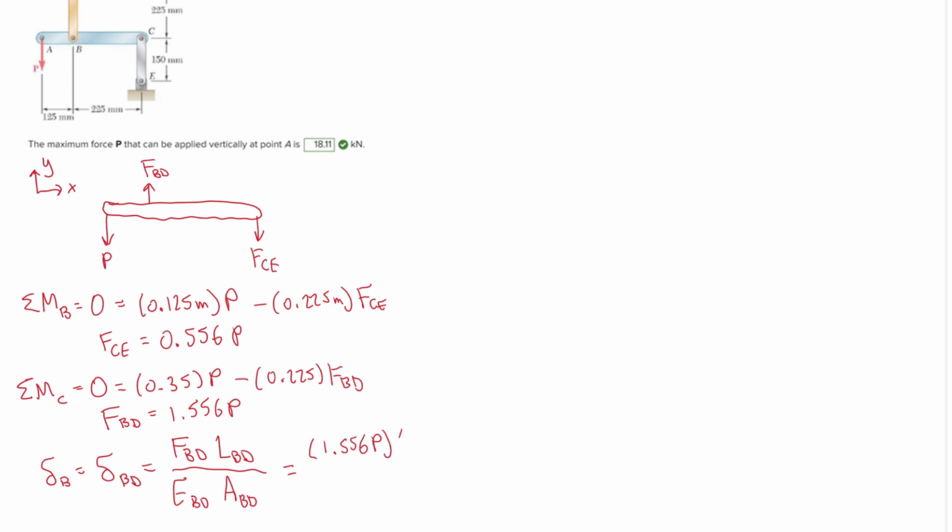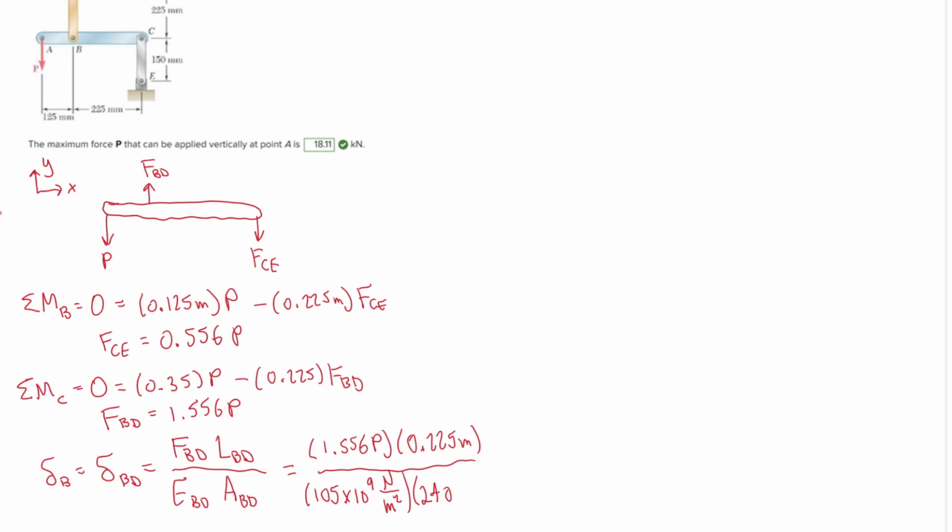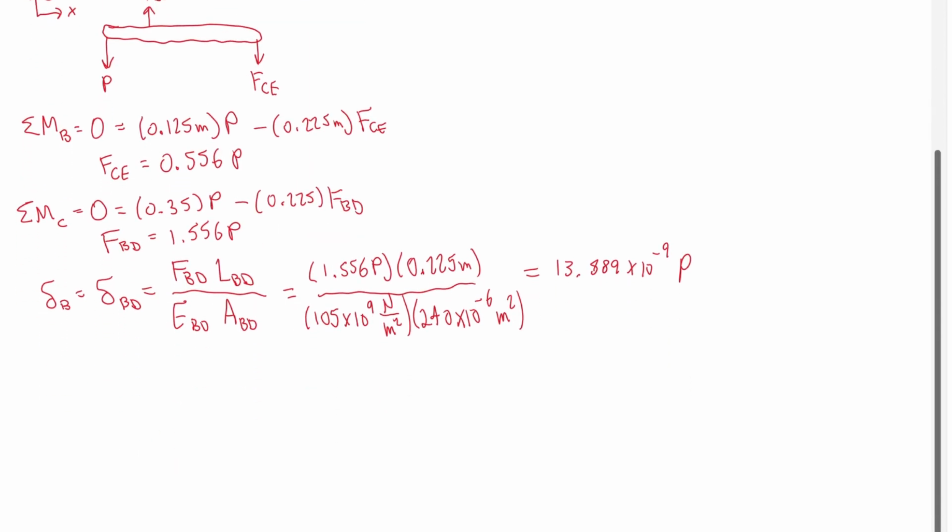So we have the 1.556 P that we found before. And once again, I'm going to convert everything into units of meters just so everything cancels nicely. We have 0.225 meters for that length. And on the bottom, I'm going to convert the modulus of elasticity into pascals, or newtons over meters squared, so that everything still cancels. For this one it's going to be 105 times 10 to the 9th newtons over meters squared. And then lastly we have our cross-sectional area, which is also given to us, and I'm going to convert that to meters. That'll be 240 times 10 to the negative 6th meters squared. And if we solve this, we get 13.889 times 10 to the negative 9th times P. So we're once again going to solve in terms of P and use that later on.